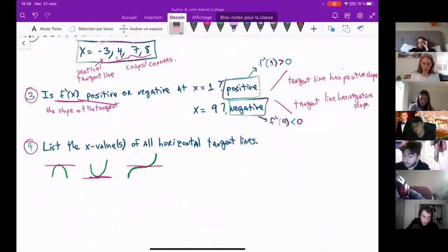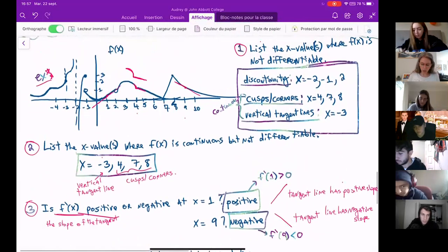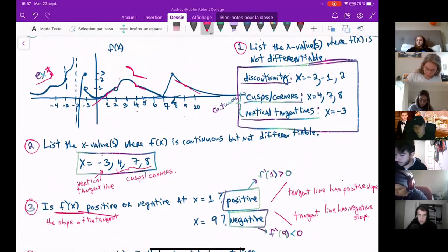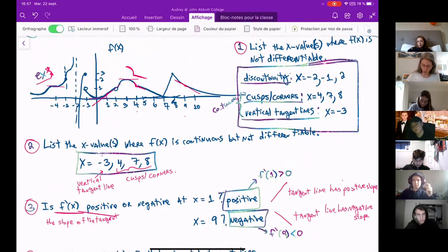So these are the 3 different ways that I'm going to have my horizontal tangent lines. One is at 3, one is at 0, and one is at -4. So if I go back here, look at that. There's a horizontal tangent line. There's a horizontal tangent line. There's a horizontal tangent line. So x equals -4, 0, and 3.